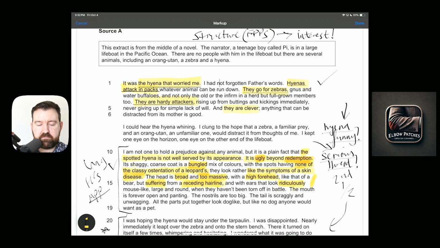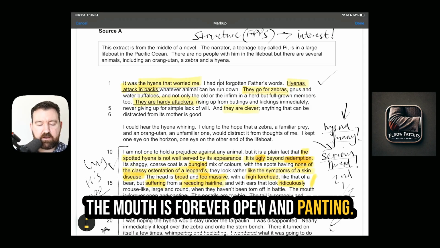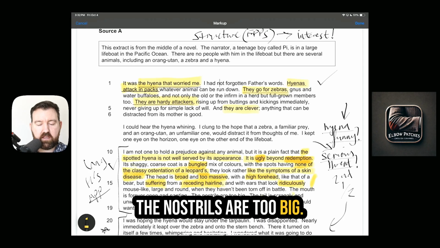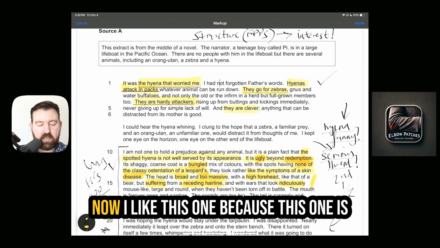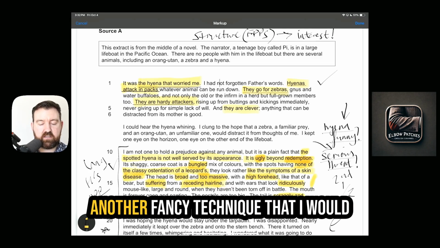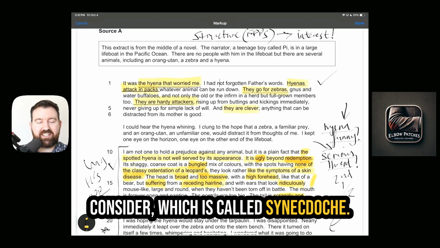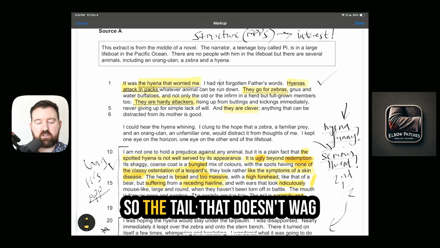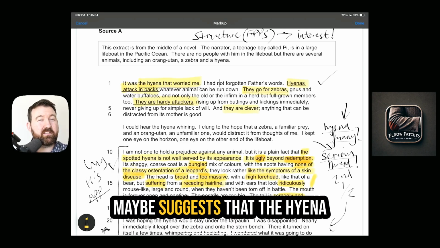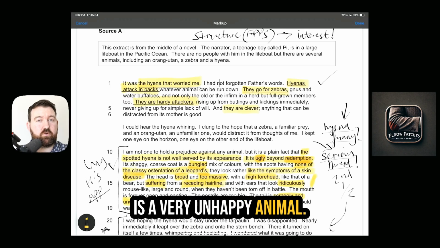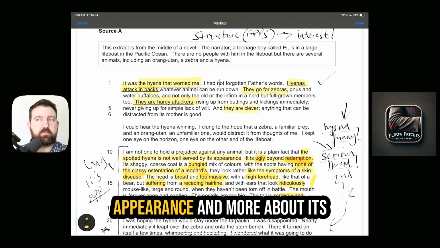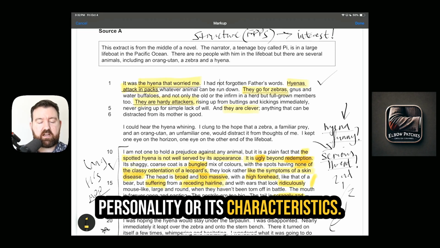"The mouth is forever open and panting. The nostrils are too big. The tail is scraggly and unwagging." Now, I like this one because this one is another fancy technique that I would consider, which is called synecdoche. So the tail that doesn't wag maybe suggests that the hyena is a very unhappy animal. So that's less about its appearance and more about its personality or its characteristics.